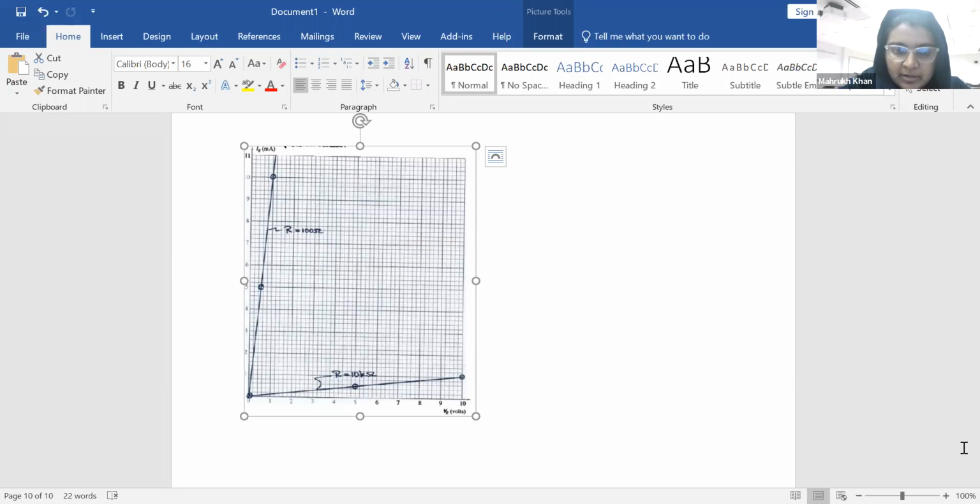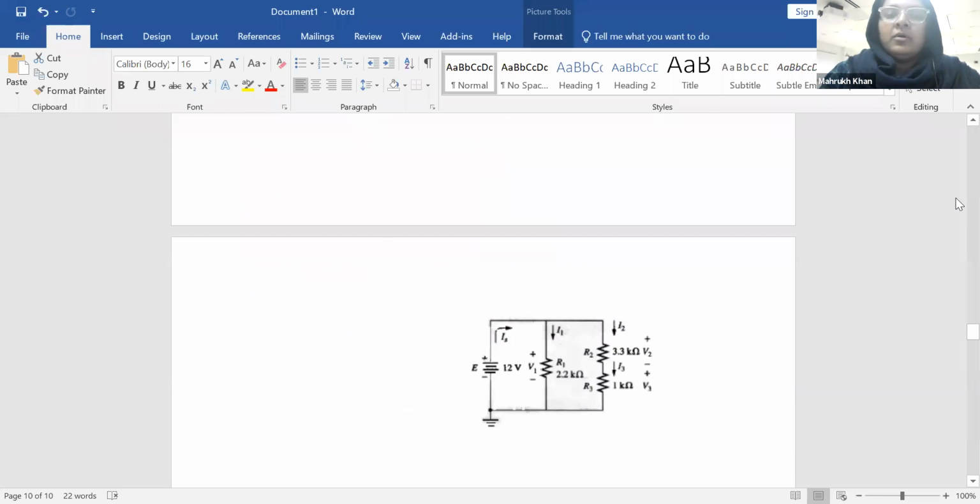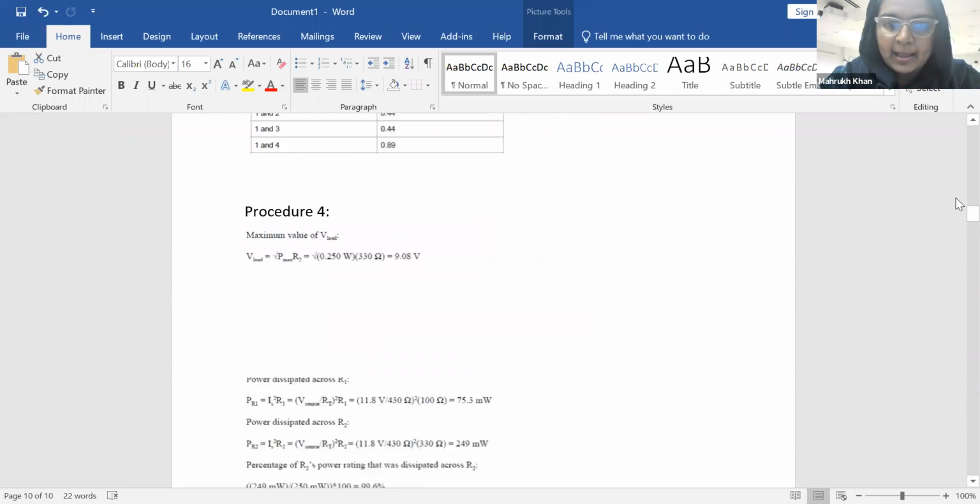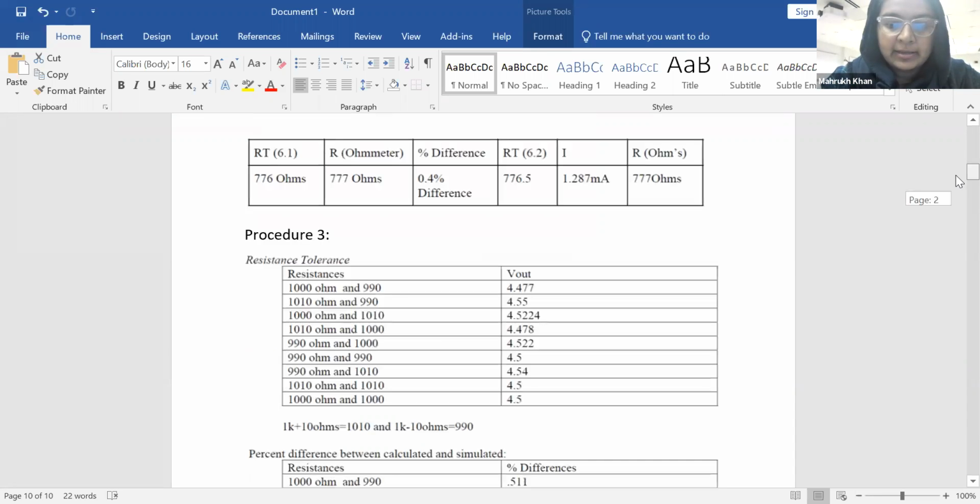So this I have actually graded, so you don't have to correct this, but I really want you to look into your lab 2 and correct your calculations.